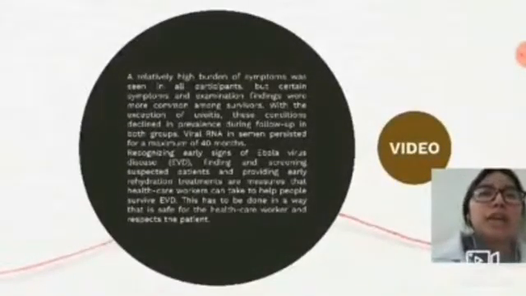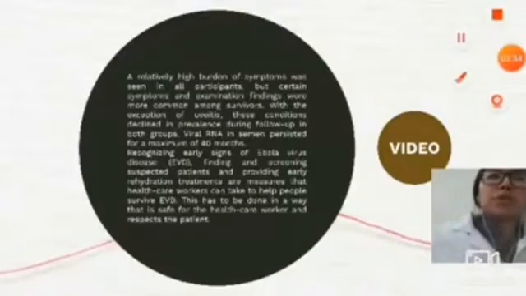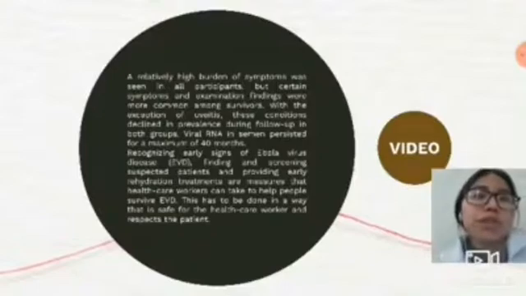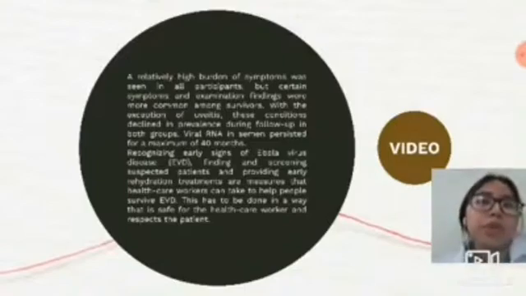Conclusion. A really high burden of symptoms was seen in all participants, but certain symptoms and examination findings were more common among survivors. With the exception of one condition, symptoms remained prevalent during follow-up in both groups. Recognizing early signs of Ebola virus disease, finding and isolating contacts, and promoting early treatments are measures that healthcare workers can take to help people survive EVD. These have to be done in a way that is safe for healthcare workers and respects the patients.